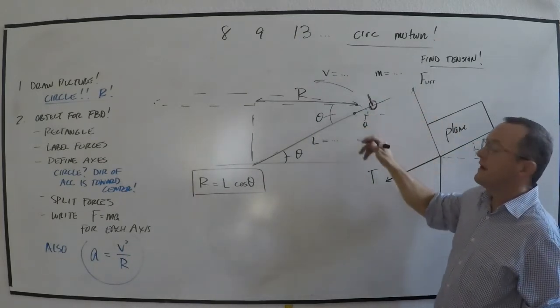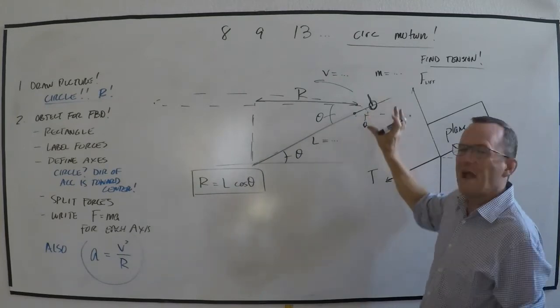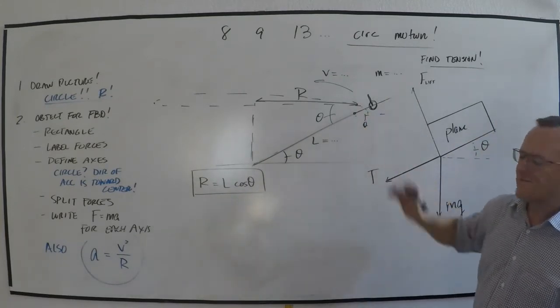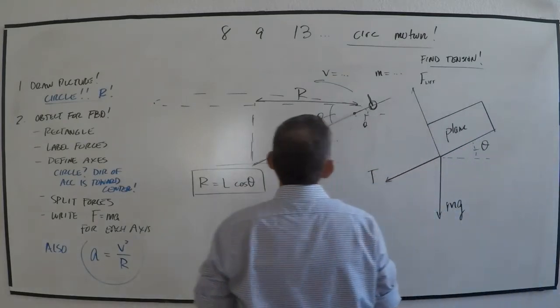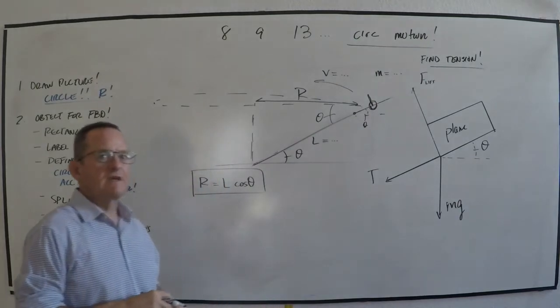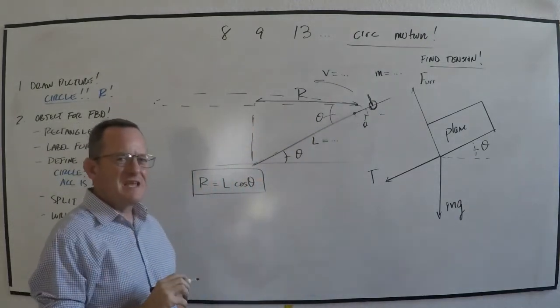Anything else touching this guy? No, the only thing touching him is the tension, is the wire. But you could also argue the air is touching him. The air is causing the lift force. That's it. What's next? Axes. One of our axes must point in the direction of acceleration, which is toward the center of the circle. And here's where this one's sneaky.